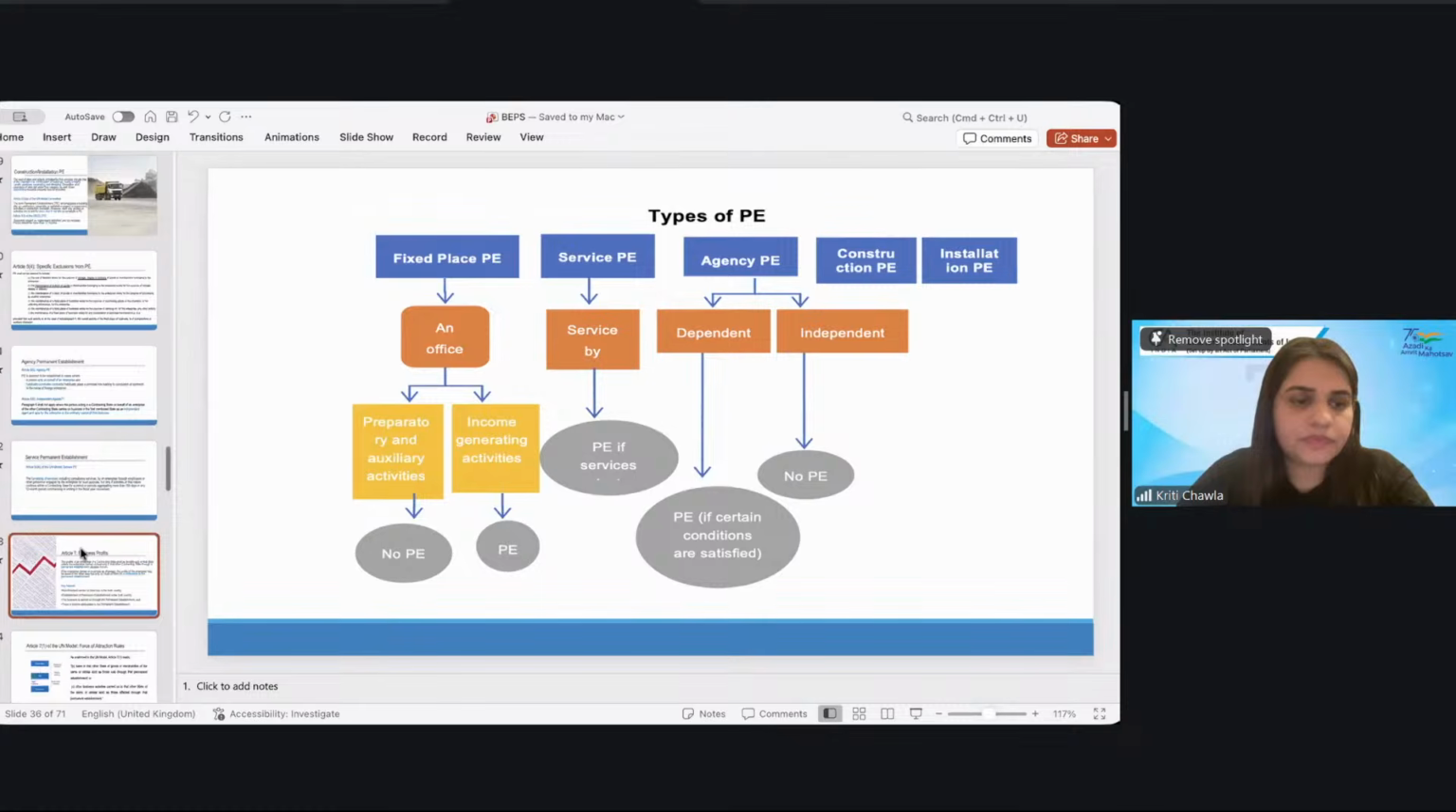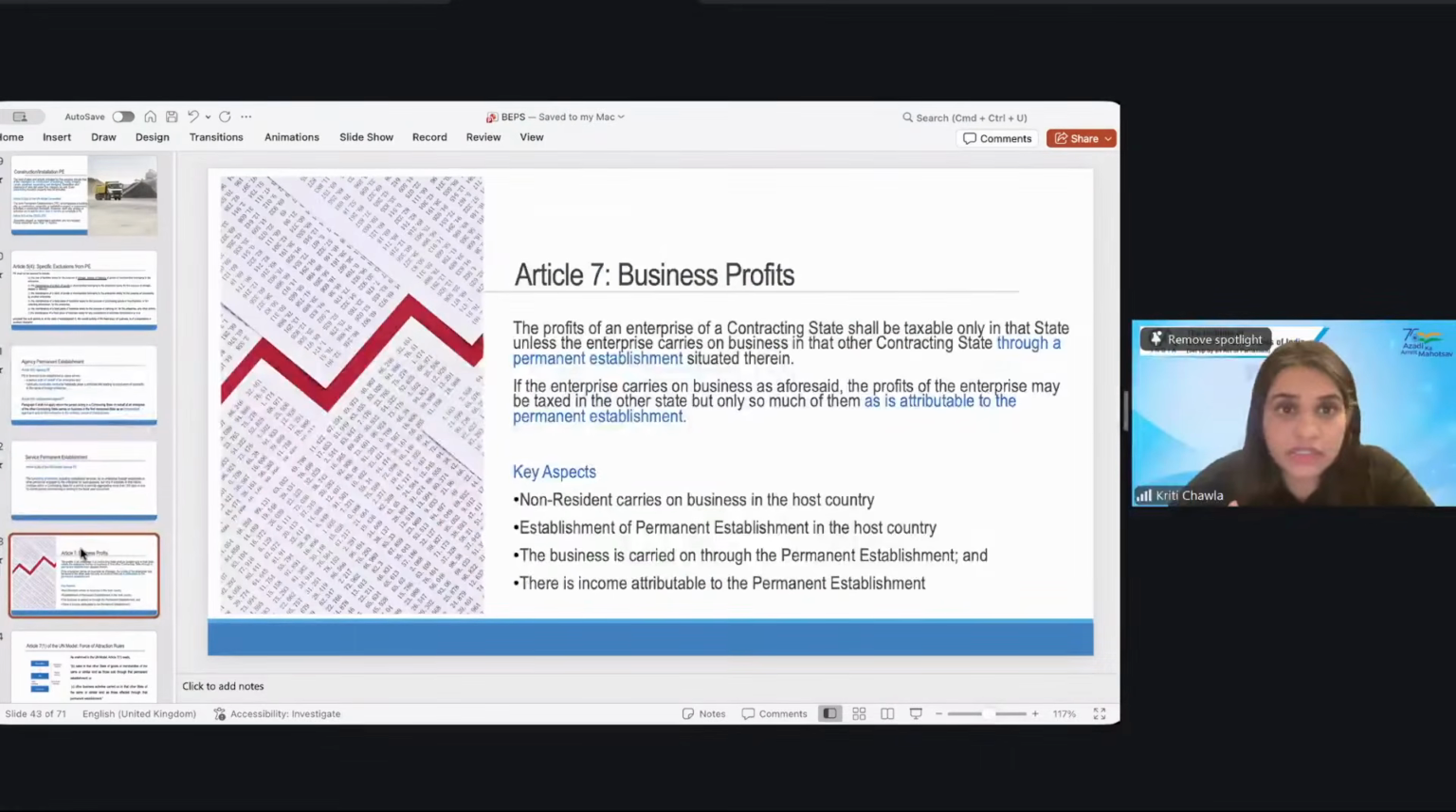Now, the next article that should be of relevance to us is business profits, which is Article 7. It comes into place after Article 5 has been satisfied. That basically means that only if there is a permanent establishment, the next step is to determine how much profits of the permanent establishment will be taxed in the source state.